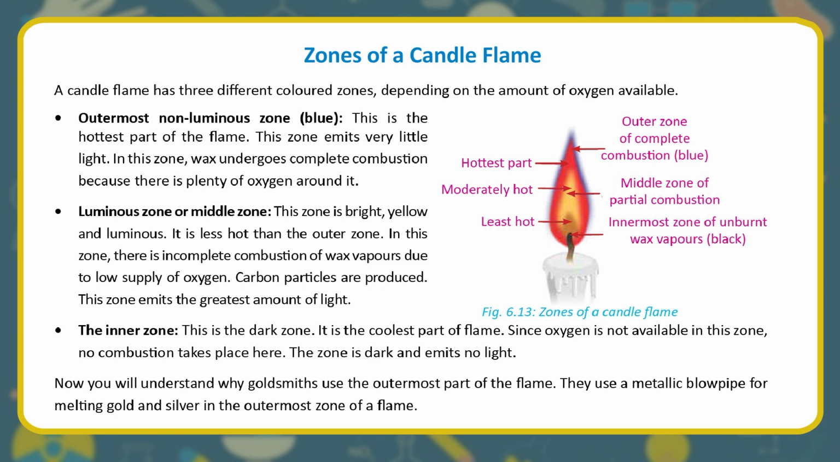Now you will understand why goldsmiths use the outermost part of the flame. They use a metallic blowpipe for melting gold and silver in the outermost zone of a flame. Outer zone of complete combustion, blue. Hottest part. Moderately hot. Middle zone of partial combustion. Least hot. Innermost zone of unburnt wax vapors, black.